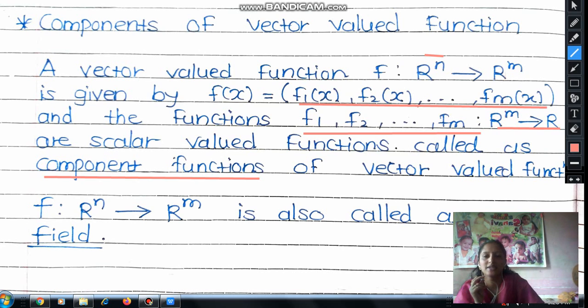So these functions are called scalar valued functions. So remember, f is a function defined from Rn to Rn is called a vector field.